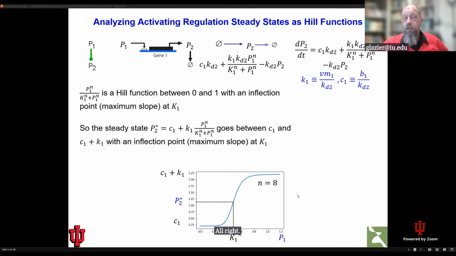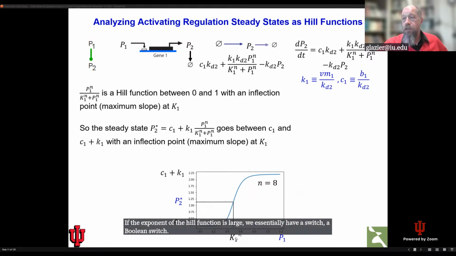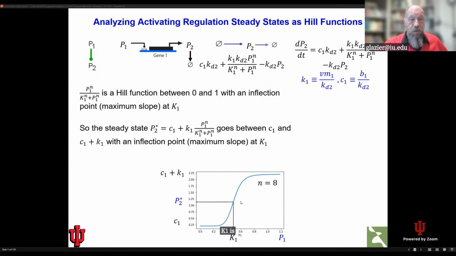And Hill functions, of course, are sigmoids. If the exponent of the Hill function is large, we essentially have a switch, a Boolean switch. K1 is the half maximal concentration. And n equals 8 is fairly steep, but certainly not completely switch-like. There's certainly some scaling behavior in the middle.